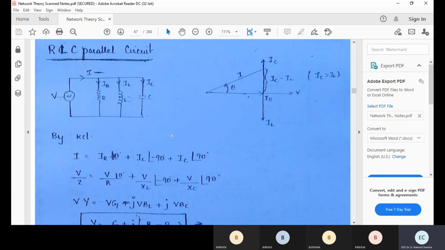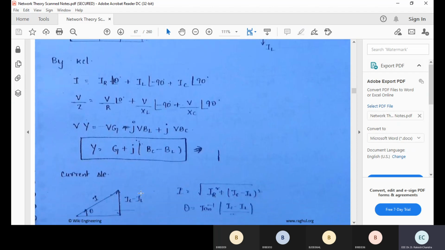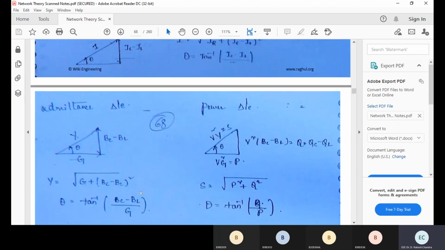In the case of RLC series circuit, your VC is at an angle of minus 90 degrees and VL at an angle of plus 90 degrees, because in the capacitor current leads, and in the inductor voltage leads. In the case of a capacitor, voltage lags. So they are the reverse according to the expressions we discussed previously. So IR at an angle of 0, IL at an angle of minus 90 degrees and IC at an angle of plus 90 degrees. Your I is equal to V by Z, IR is equal to V by R, IL is equal to V by XL and IC is equal to V by XC. This expression is G plus j into BC minus BL.